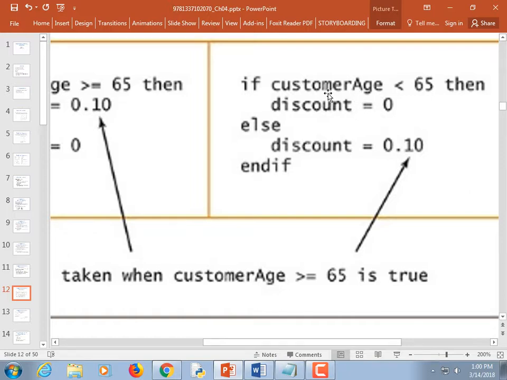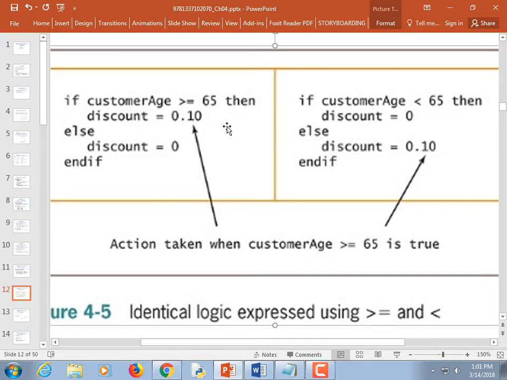Or you could reword it. The opposite of greater than or equal is less than. So if you wanted to flip the logic, use the opposite operator. If customer age is less than 65, then do the second thing, else do the first thing. Yeah, I don't see a reason to go for one or the other. I don't see a compelling argument. It's just identical logic. You could go either way. You pick a way that makes sense to you.